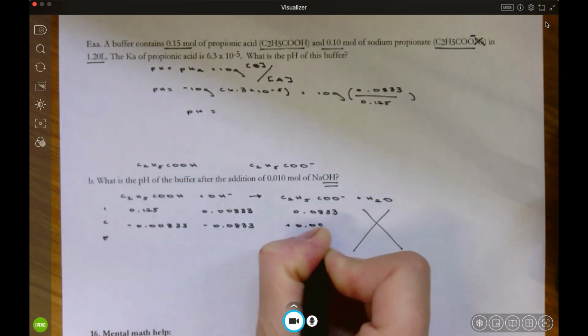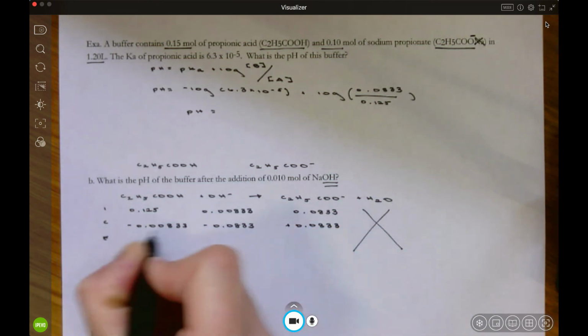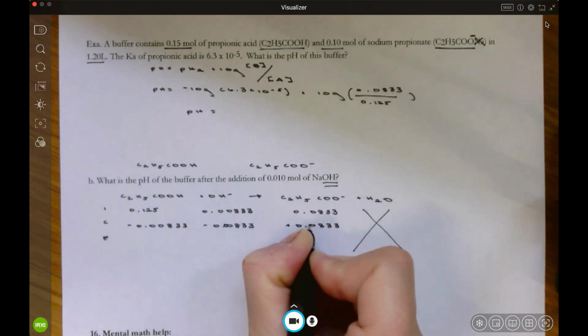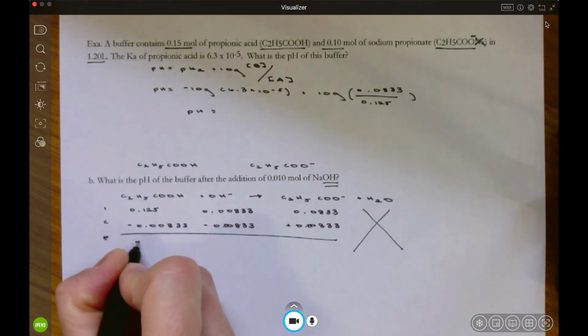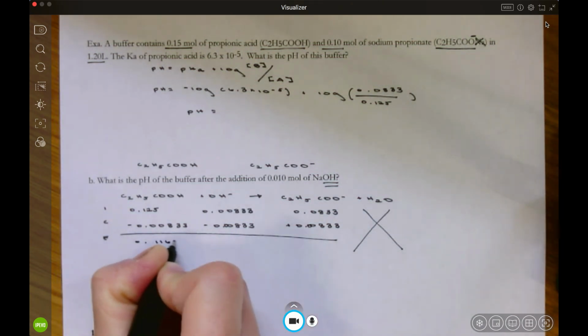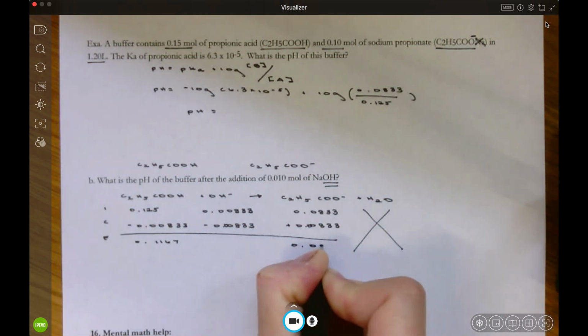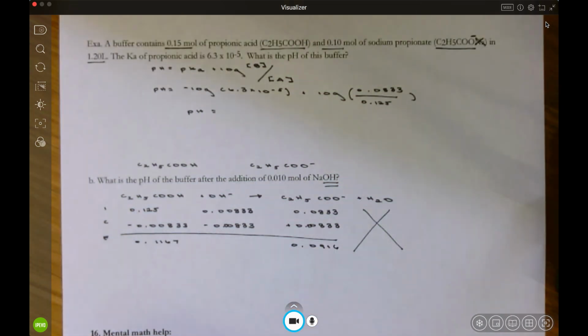Plus, for this side, it's 2 zeros. I dropped a 0. Sorry about that. Okay, so now I know the equilibrium concentrations. Which leads to the question of, okay, well now what do I do? How do I figure out the pH?